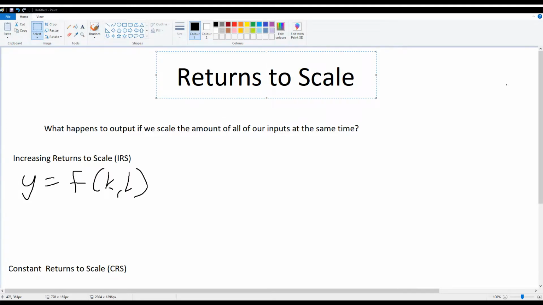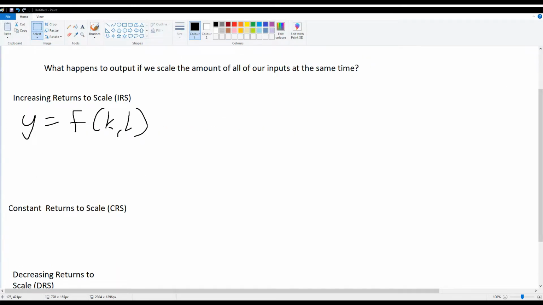But to set the scene, let's say we have a firm. It's producing some sort of output Y. This could be anything. And it produces based on a production function F, some function of capital K and labor L. Okay? So say I'm going to scale up all of my inputs by some amount. Let's call that Z. So we scale all inputs by Z.